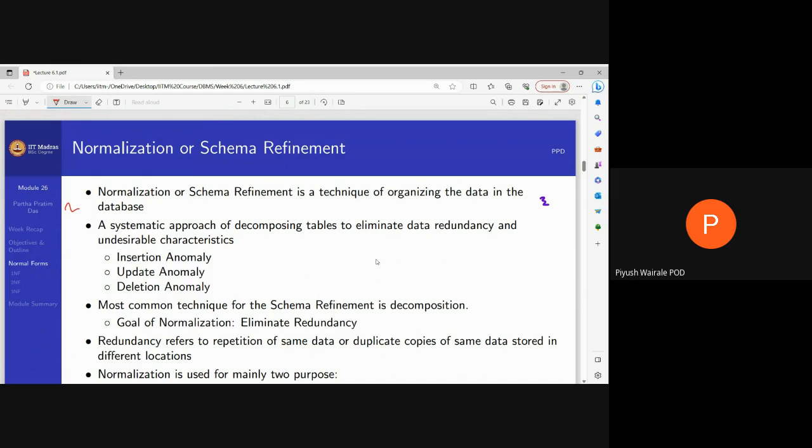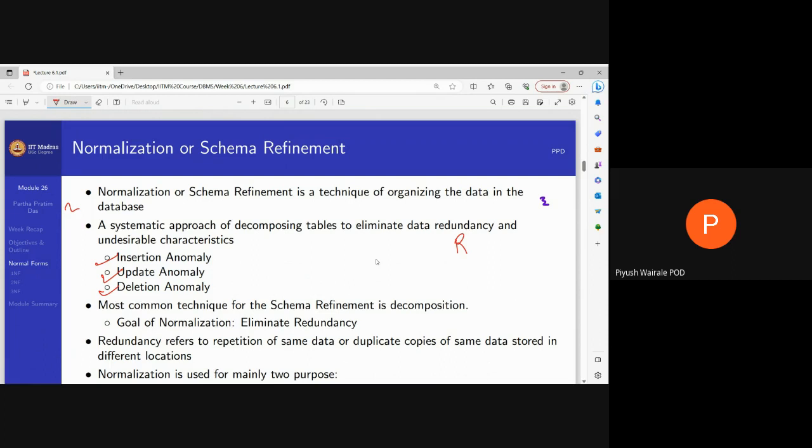Yeah, so basically normalization is a schema refinement technique, organizing the data in the database. If the whole relation has a number of attributes, say 15 or 20, there will be redundant data, duplicacy of data. And it will also cause different anomalies, like for insertion, update, deletion.